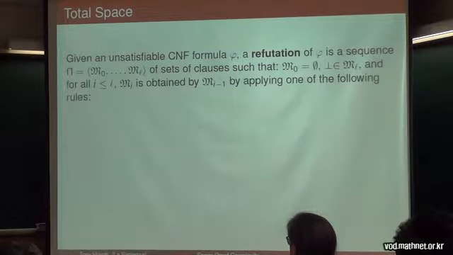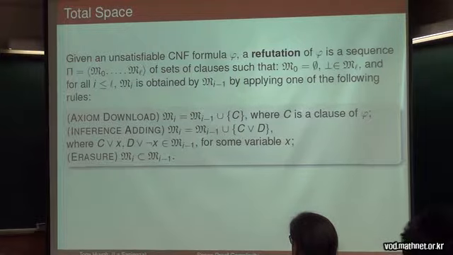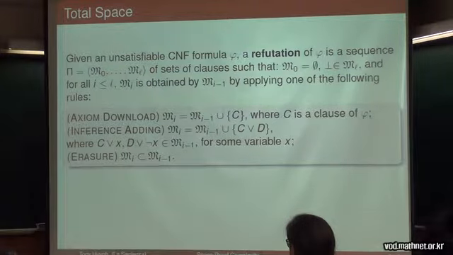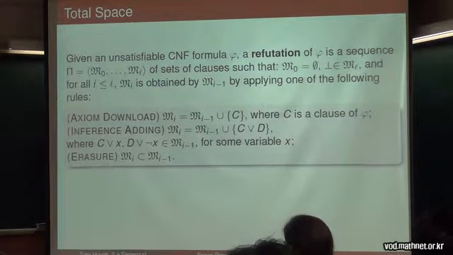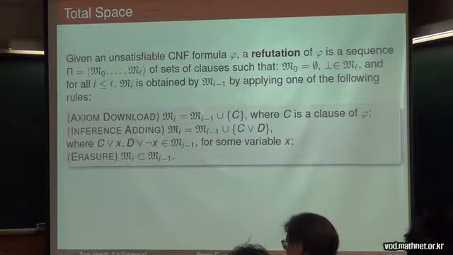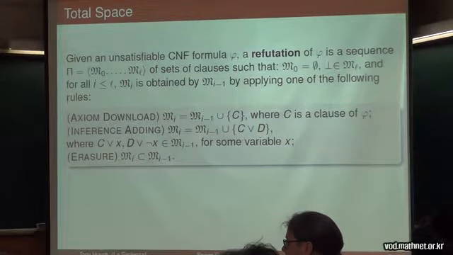This is a lot of mumbo jumbo, but a refutation is just what I said it was. It's a sequence of memory states where your initial state is empty, in your last state you've derived your contradiction, and every intermediate memory state is obtained from one of the following rules. You don't have to look at the entire formula at the same time. You can call the clauses as you need them. One thing you're allowed to do is download a clause of the formula. That's the axiom download. Another thing you can do is that one rule of inference. And possibly there are some things during this refutation that you just don't need, so you can delete clauses. Maybe you'll download them later on in the proof, but you can delete them to try to save some memory.